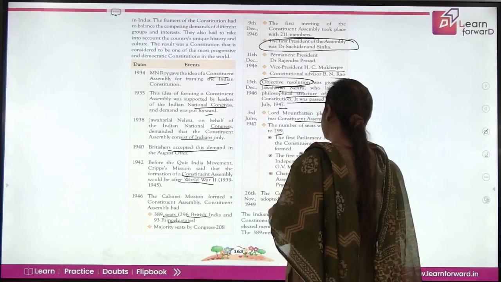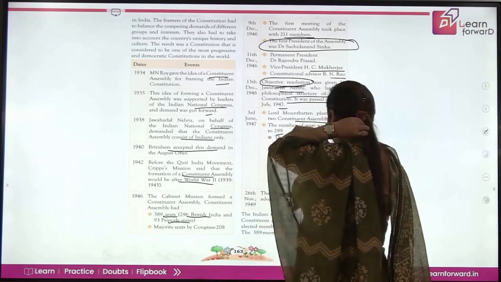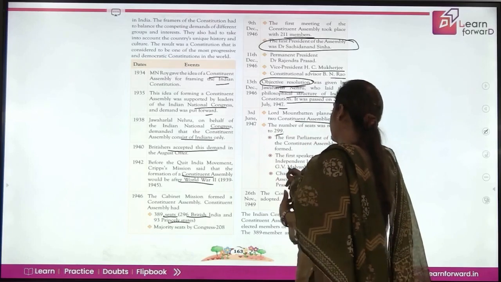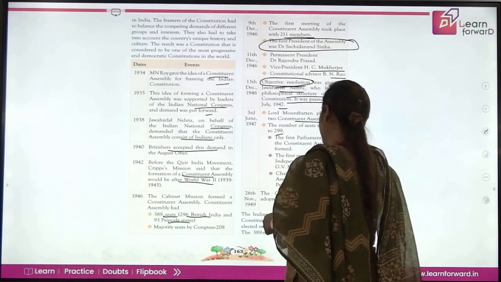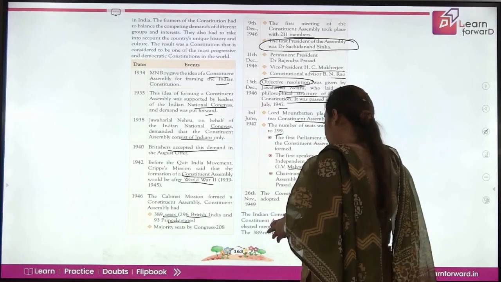And the first Parliament of India, the Constituent Assembly, was formed. The first Speaker of Independent India was V. Malankar, and the Chairman of the Constituent Assembly was Dr. Rajendra Prasad. Then on 26th November, it was adopted.